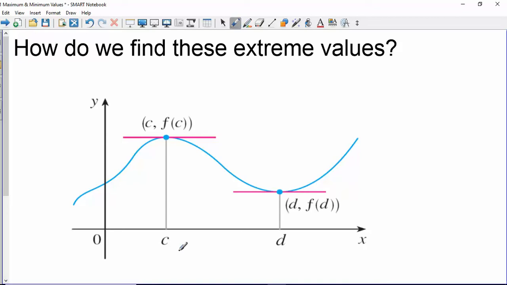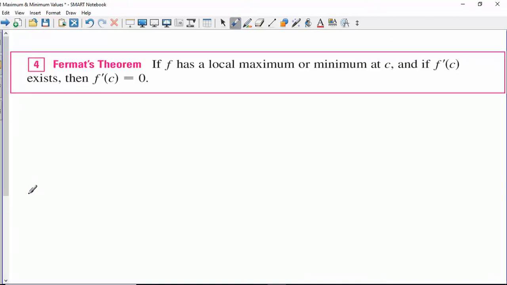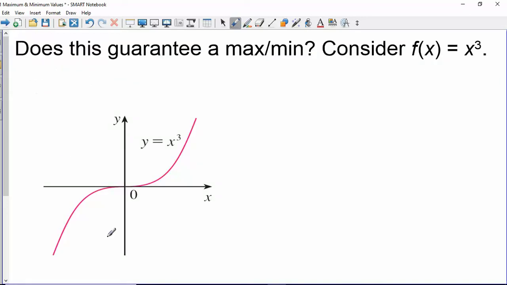Haven't I asked you some maximum questions before? Like, what's the maximum height? And you would set the velocity or the derivative equal to 0. So with these, if I'm asking maximums or minimums, we need to find those points where the derivative is 0. That actually has a name. It's called Fermat's theorem. You don't have to memorize that. But it just tells us that if that point exists, the derivative is 0.